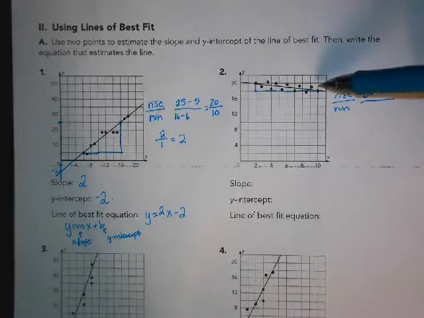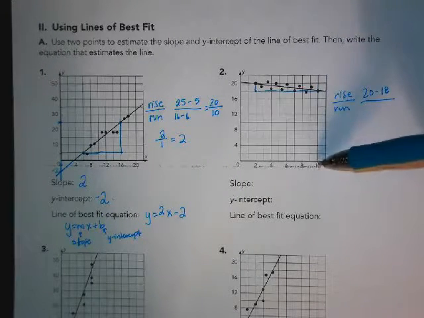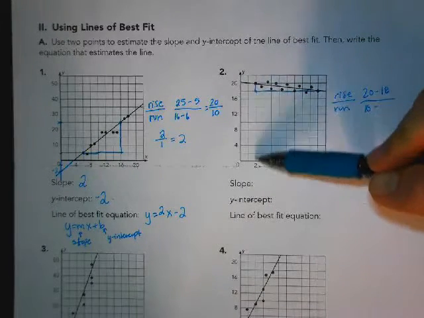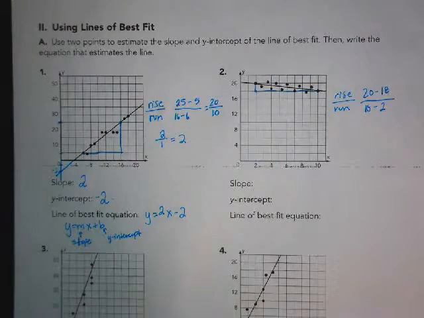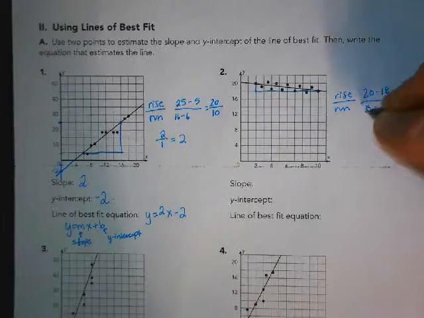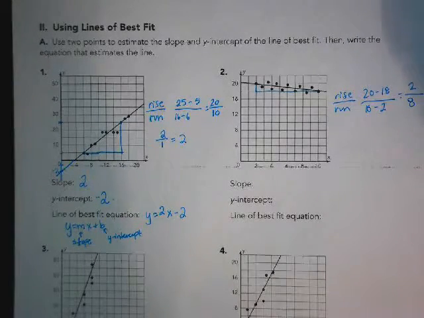And our run, our highest value here is 10, and our lowest is 2. So 10 minus 2. Let's simplify that. 20 minus 18 is 2. 10 minus 2 is 8. And we can simplify that to 1/4.